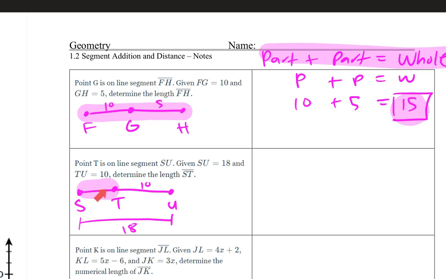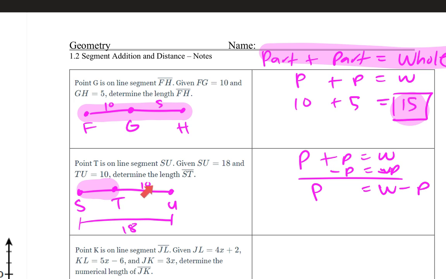How would we find out just a part, right? Well, if part plus part equals whole, to figure out just the part, we would subtract the other part, right? So that would mean the part equals the whole minus the other part. So let's think about that. The part equals the whole minus the other part. So we're going to say 18 minus the 10, which equals 8. Okay, that's going to be our final answer.